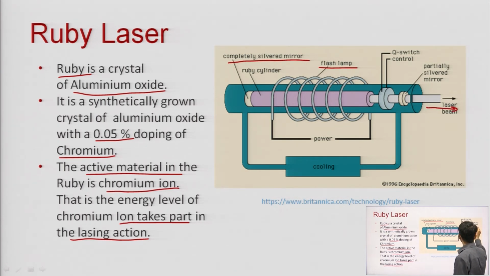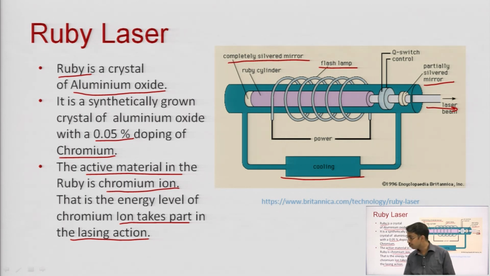This mirror is partially silvered, not completely silvered. So, some part will go out, some will be reflected again inside, and this is the switch control. And there is a cooling system, because if we keep on supplying pumping energy, some amount of energy will be emitted in the form of heat. Due to this cavity, the photons keep on reflecting, and we get more photons for stimulated emission, and ultimately we get huge amplification and directionality.